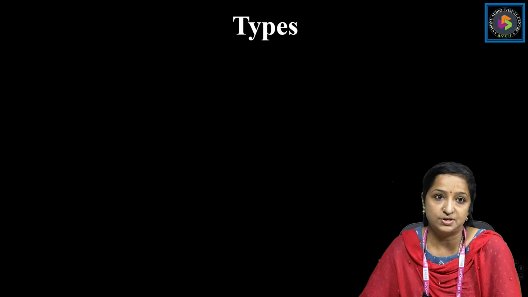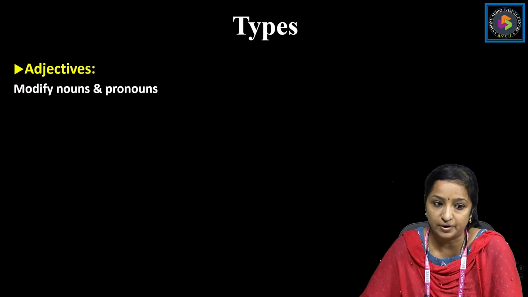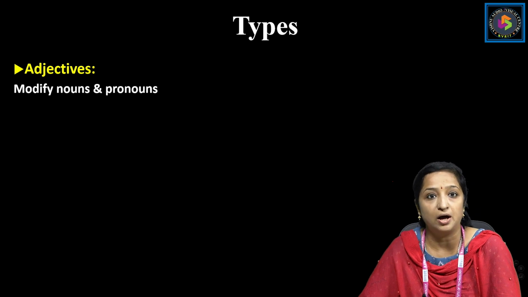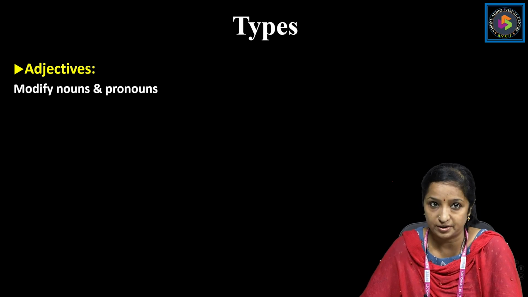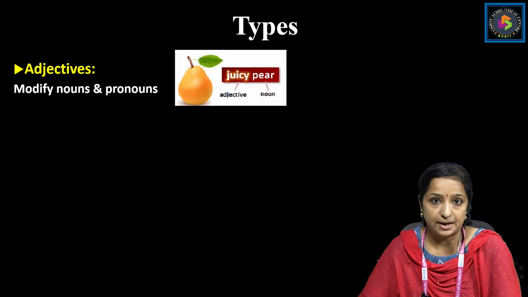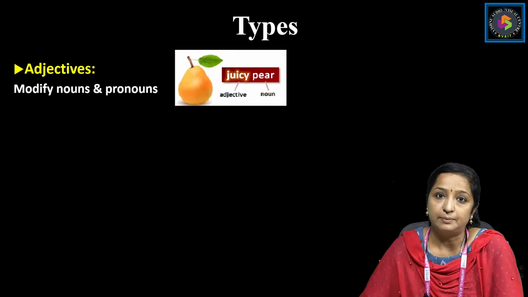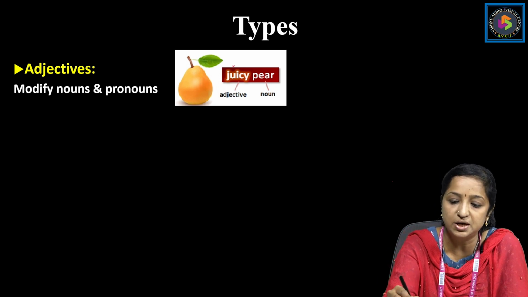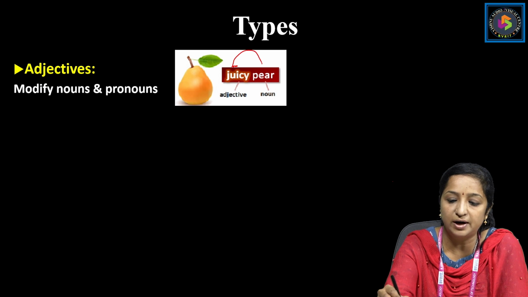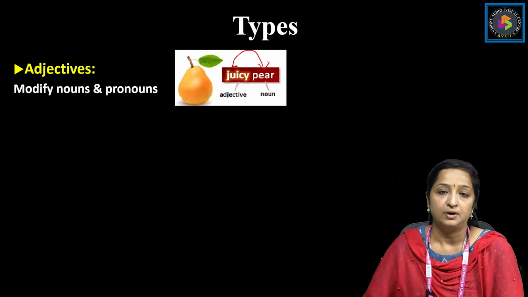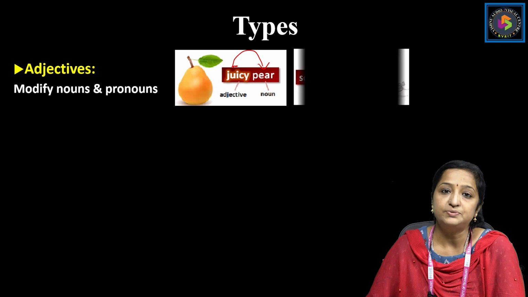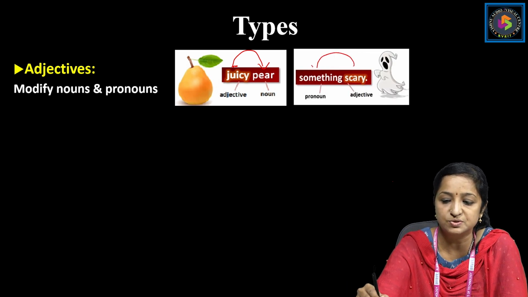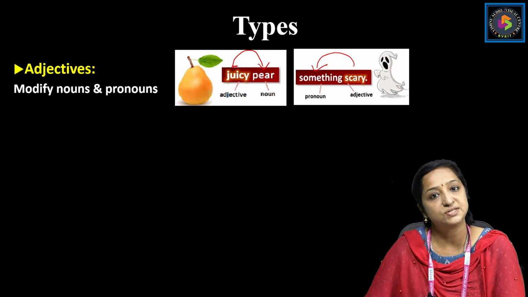Let us see the first one. What is an adjective modifier? An adjective modifier modifies a noun or pronoun. Now let us go with one example. Here, I gave an example of juicy pear. Here, juicy is an adjective which is modifying a noun, that is pear. The second example is something scary. Here, scary is an adjective which is modifying a pronoun, that is something.